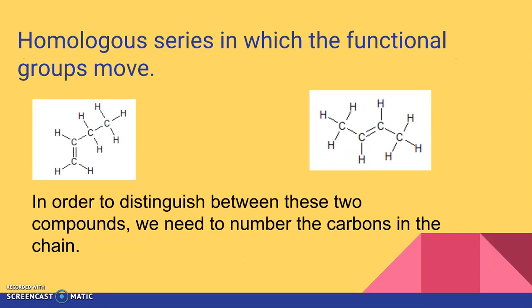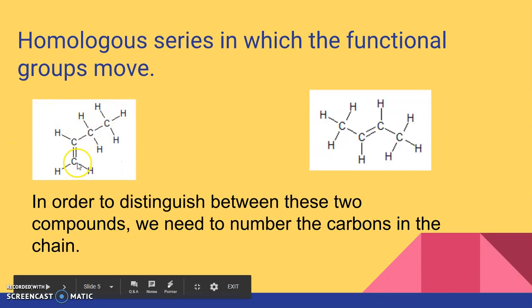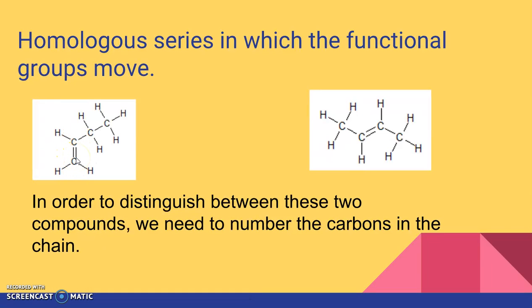So what do I mean when I say the functional group can be in different places on my organic compound? Well, look at this example of an alkene. Over here, how do I know it's an alkene? Because I've got the double bond between the two carbons. But can you see in this example, the double bond is between the first carbon and the second, whereas in this example, the double bond is between the second carbon and the third.